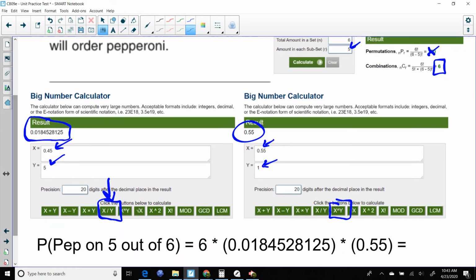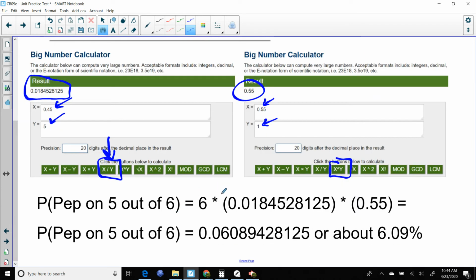I take those 3 numbers, number 6, number 0.018, and the 0.55, and I plug them into a calculator. 6 times 0.018 something, something, something times 0.55 is going to give us this percentage here. We are looking at roughly a 6% chance that those people are going to get that pizza.